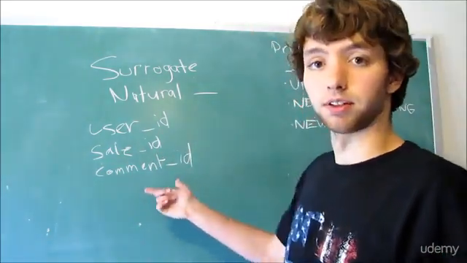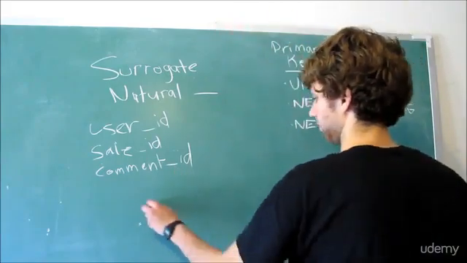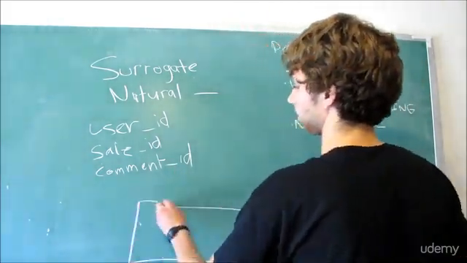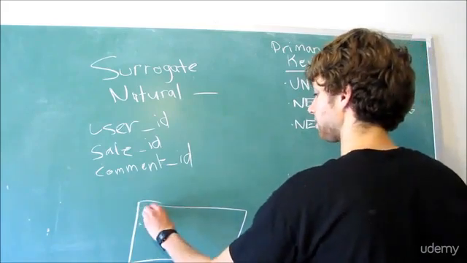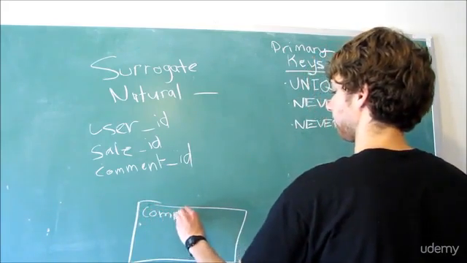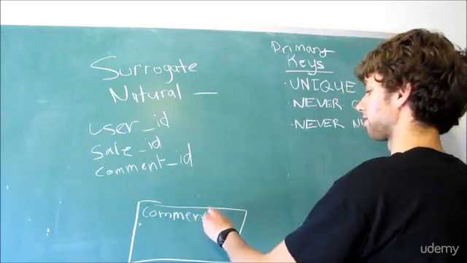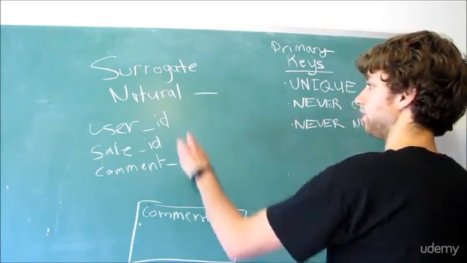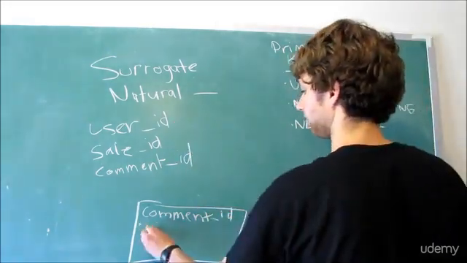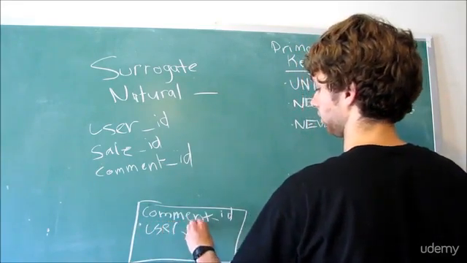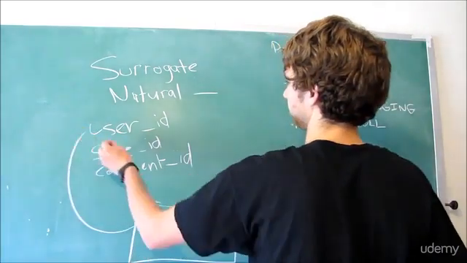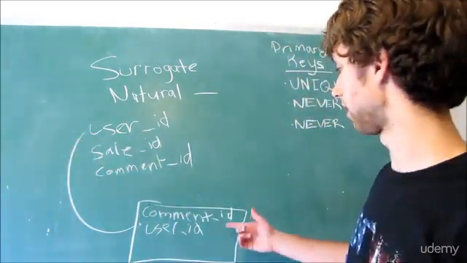So now let's look at the comment table in depth. We're going to have a column for the comment ID. And then we'll need a reference to the user that posted the comment. So we'll have the user ID as a foreign key, which points back to the user table. So that's kind of how that works.